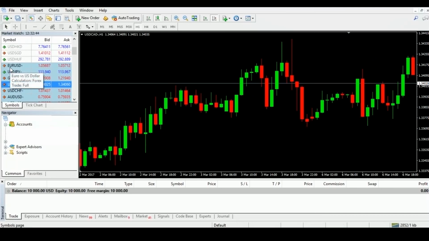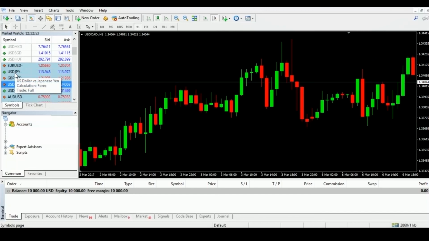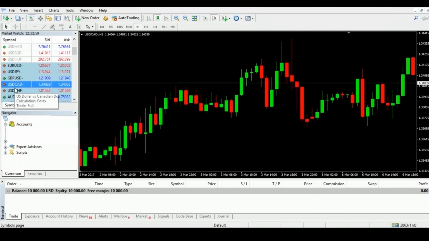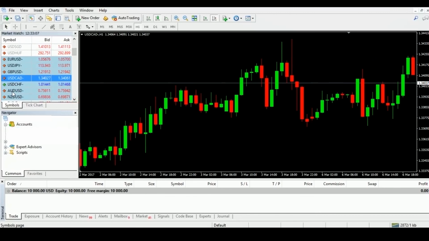And how you learn your different currency pairs is you can hover over the currency pair and it will tell you which country or which currency it is. So this is the US dollar versus the Japanese yen, the Great British Pound versus the dollar, the US dollar versus the Canadian dollar, the US dollar versus the Swiss franc, the Australian dollar versus the US dollar, the New Zealand dollar versus the US dollar. Now, just hovering over each of these currency pairs, you will be able to tell which currencies are involved.